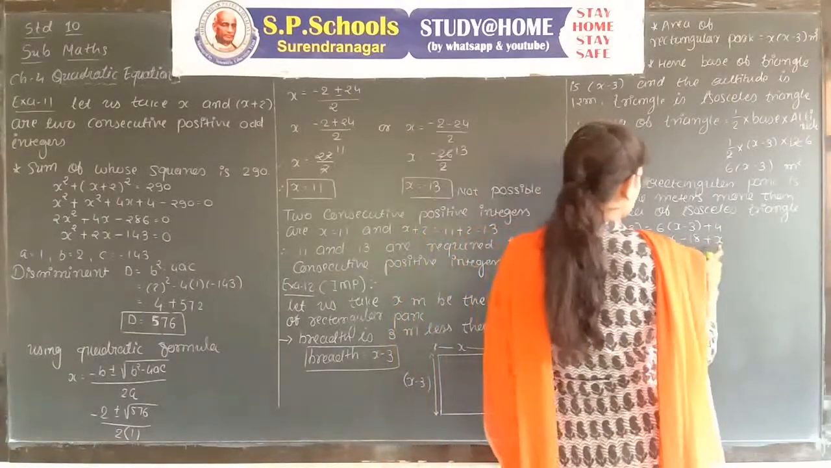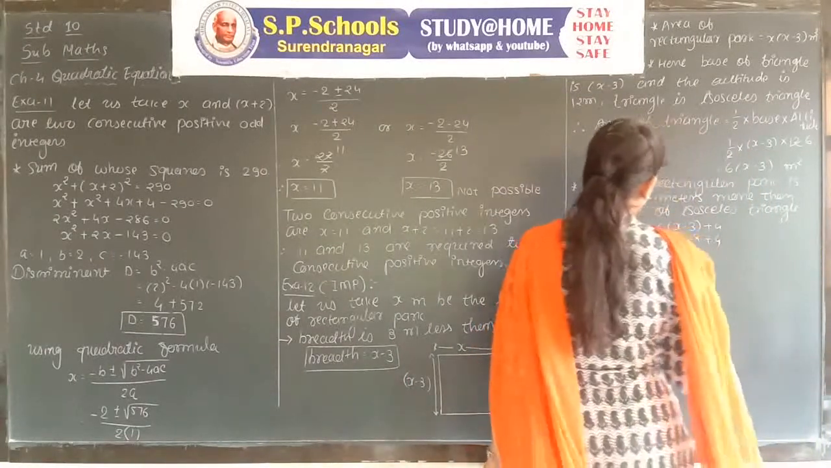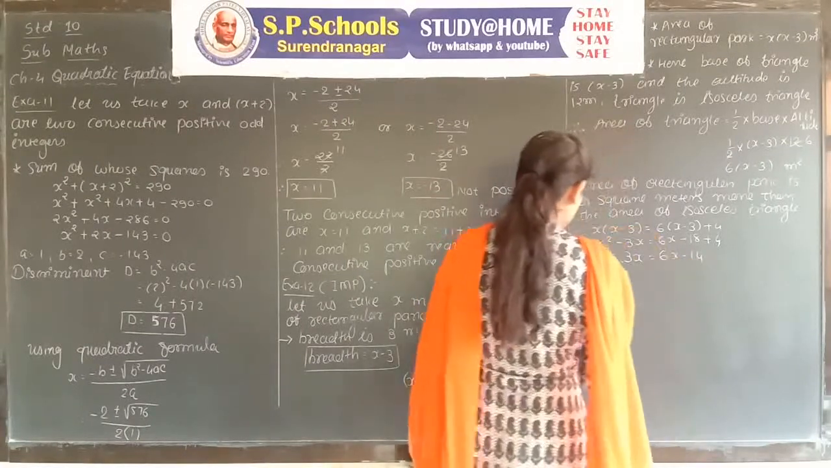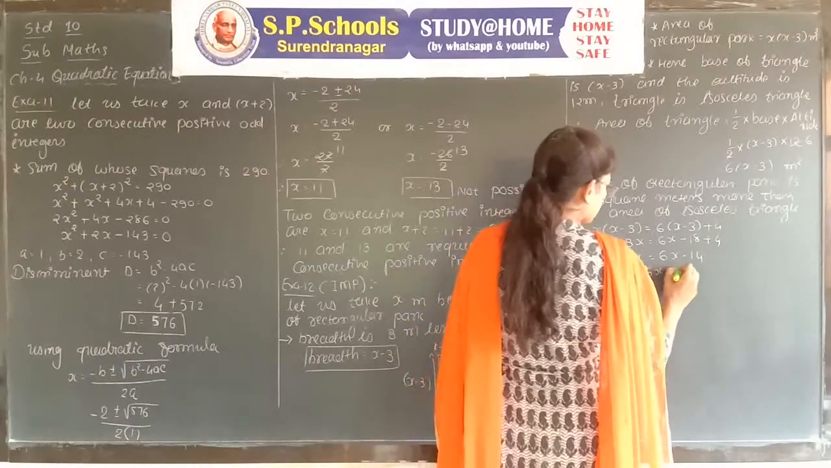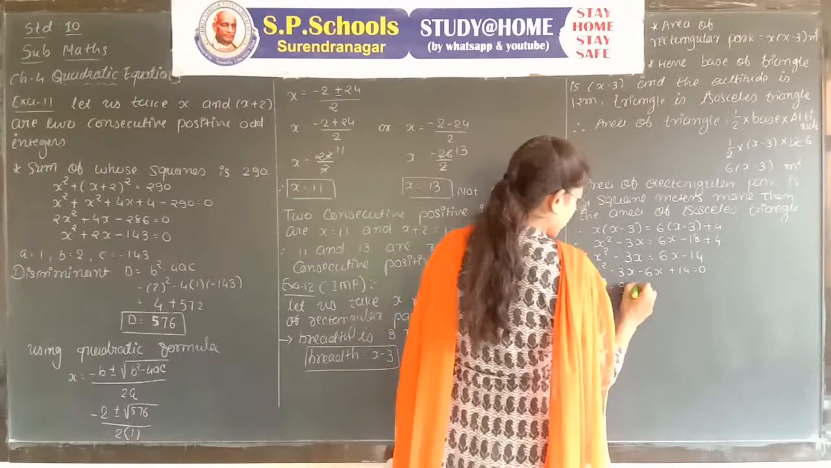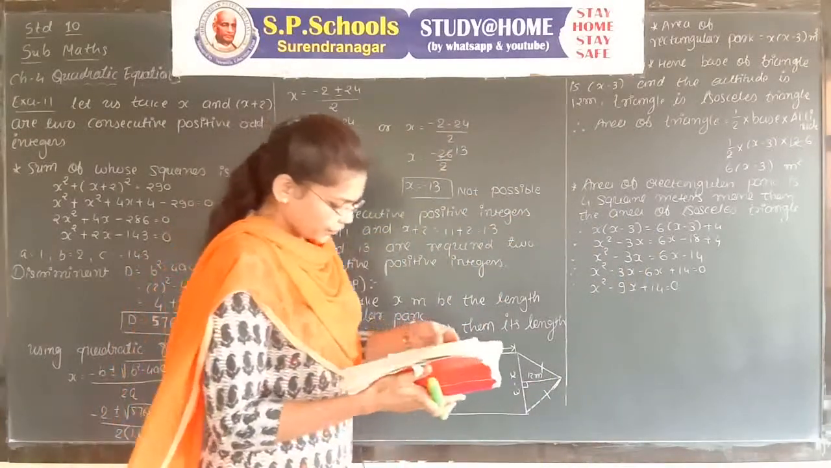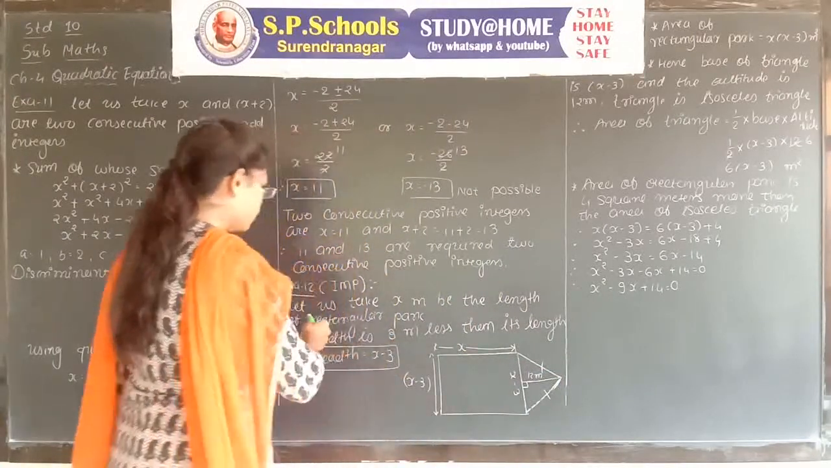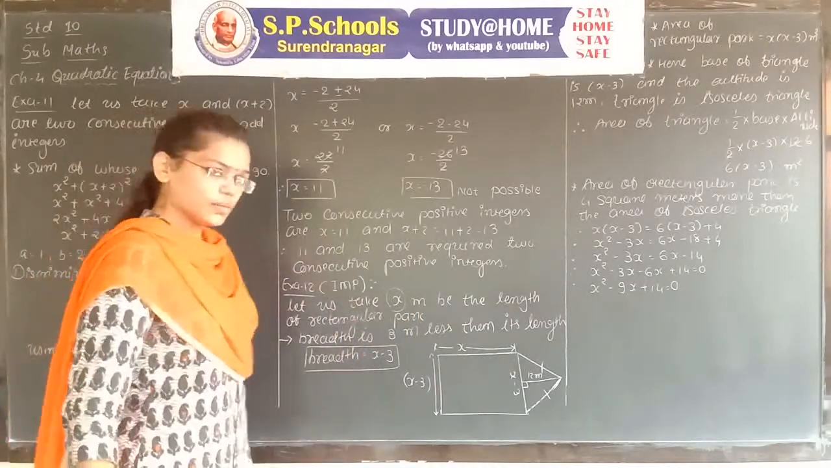Shift these terms from the right hand side to the left hand side. x square minus 3x minus 6x plus 14 is equal to 0. That's why x square minus 9x plus 14 is equal to 0. The question is to find its length and breadth, means first of all find the value of x. If x is obtained, then length and breadth are obtained very easily.